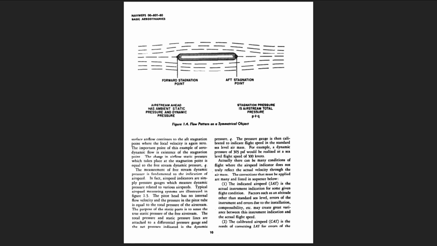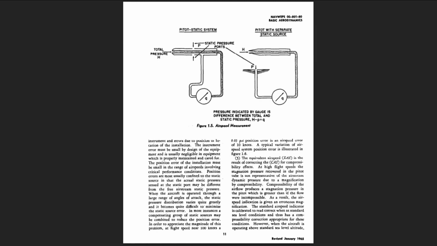The measurement of free stream dynamic pressure is fundamental to the indication of airspeed. In fact, airspeed indicators are simply pressure gauges which measure dynamic pressure related to various airspeeds. Typical airspeed measuring systems are illustrated in Figure 1.5. The pitot head has no internal flow velocity, and the pressure in the pitot tube is equal to the total pressure of the airstream. The purpose of the static ports is to sense the true static pressure of the free airstream. The total pressure and static pressure lines are attached to a differential pressure gauge, and the net pressure indicated is the dynamic pressure, q.